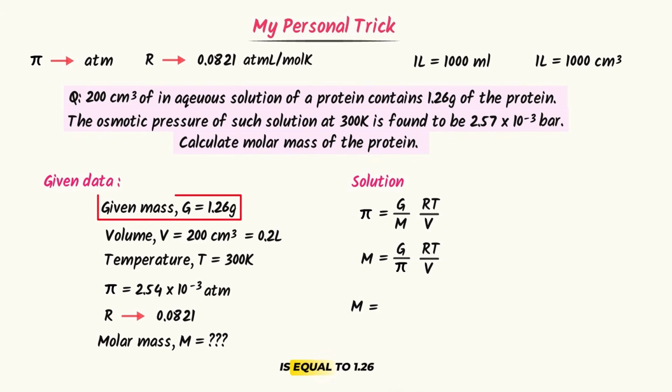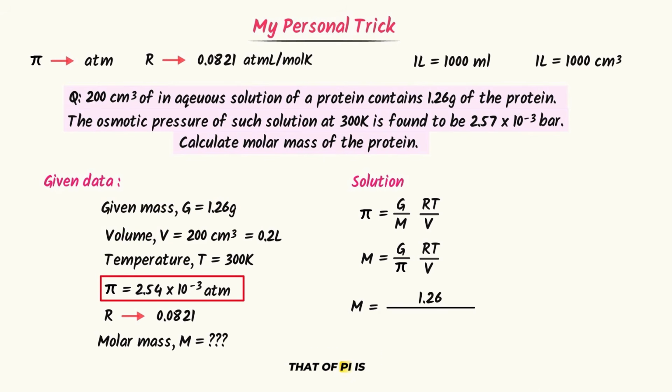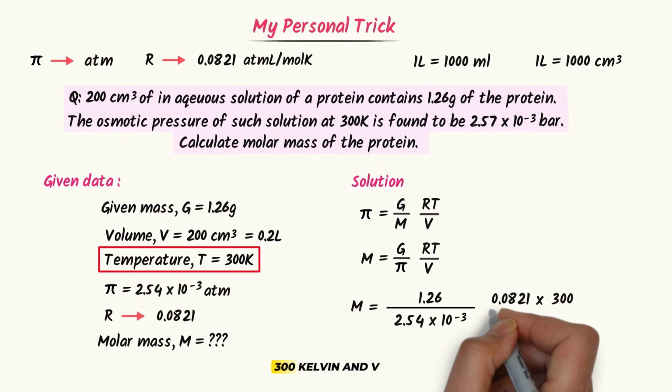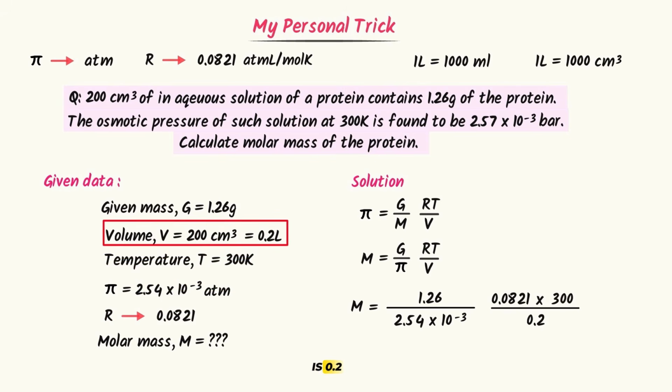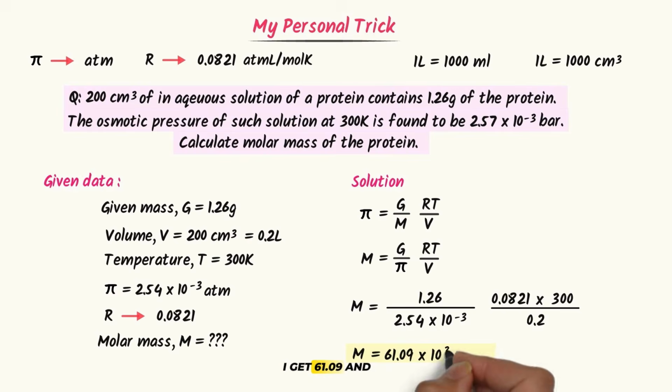I shift M from the right hand side to the left hand side. I write M is equal to G upon pi, into R T upon V. The value of G is equal to 1.26. That of pi is 2.54 into 10 raised to the power negative 3. That of R is 0.0821. That of T is 300 Kelvin and V is 0.2. After calculation, I get 61.09 into 10 raised to the power 3 gram per mole. Thus, the molar mass of the protein is 61.09 into 10 raised to the power 3 gram per mole. Therefore, using this super trick, we can easily solve any numerical problem of osmotic pressure.